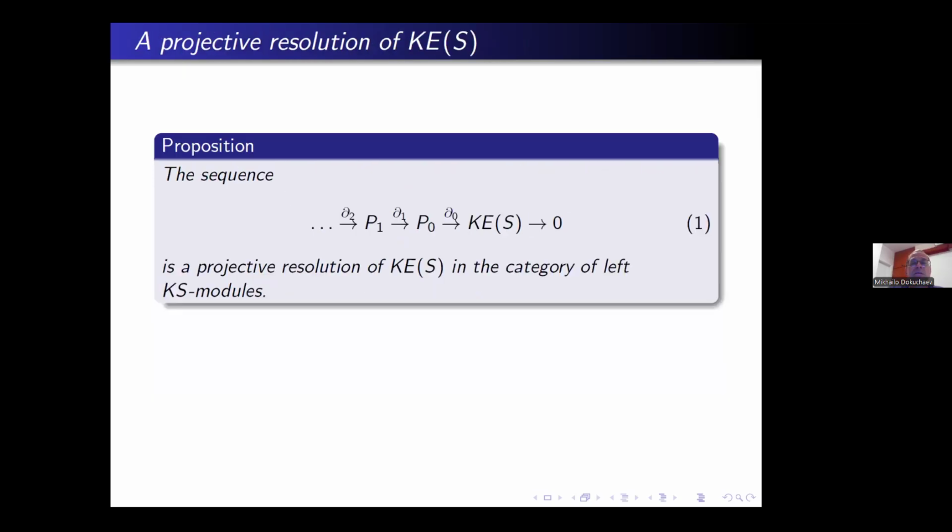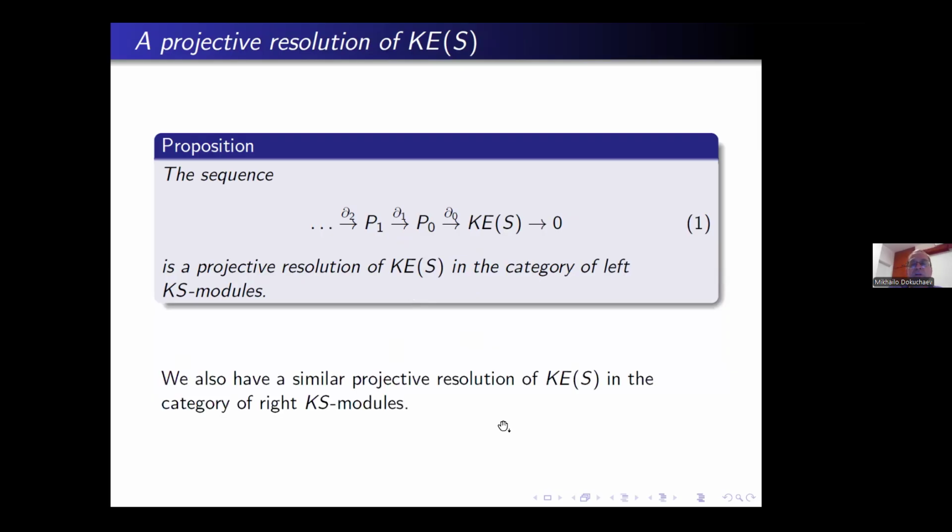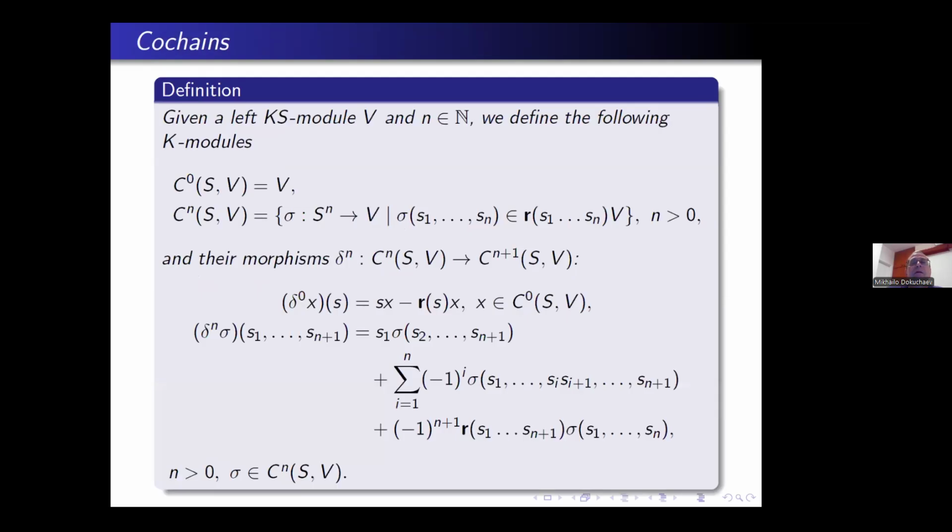So the sequence is a projective resolution of this KES in the category of left KS modules. And also we have a similar projective resolution of KES in the category of right KS modules. Well, given a left KS module, let me speak about cochains. I don't want to put too many formulas, so let me just put cochains.